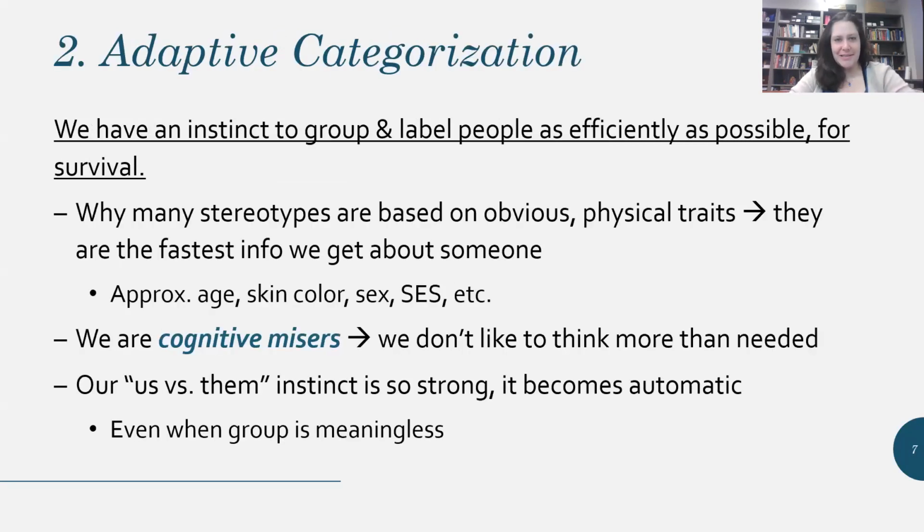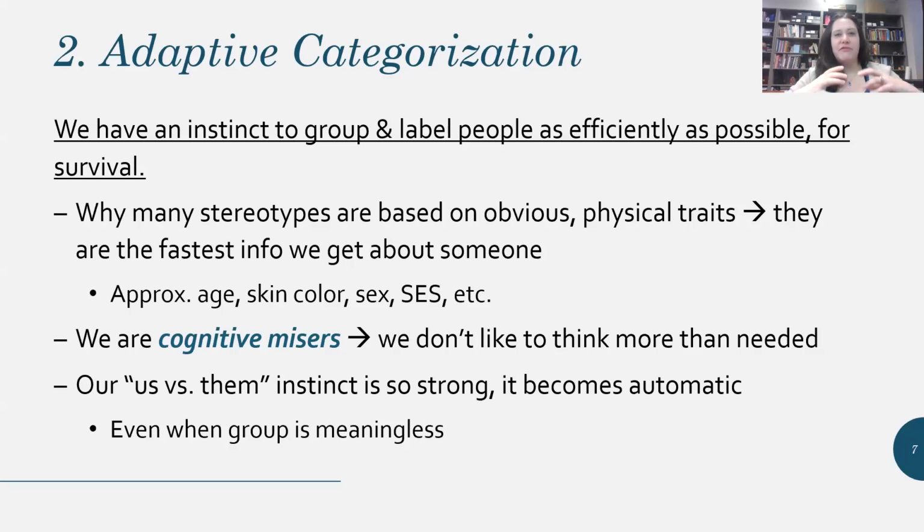The next idea is adaptive categorization. And this is really kind of an evolutionary idea. So this theory is that humans have evolved an instinct to group and label people as quickly and efficiently as possible. The idea is that we want to survive. We want to be able to immediately assess threats in our environment. So we've created stereotypes and prejudice so that we can immediately see someone, and based purely on their physical characteristics, we can judge them as being a threat or not a threat.